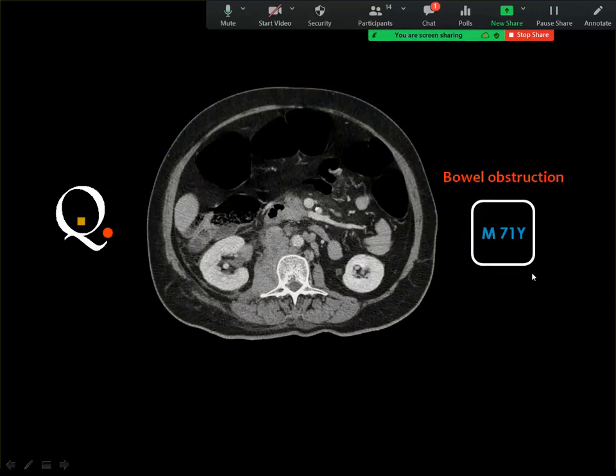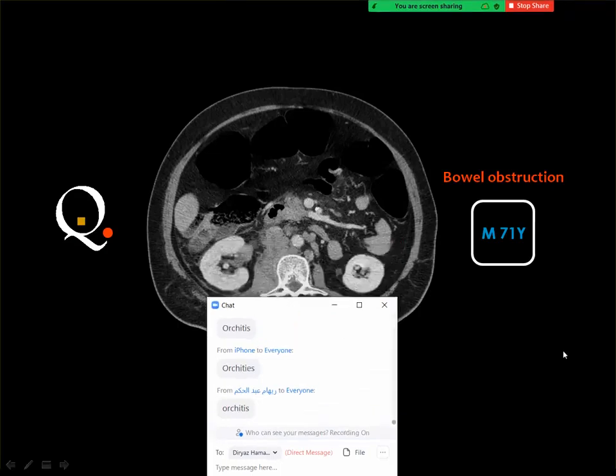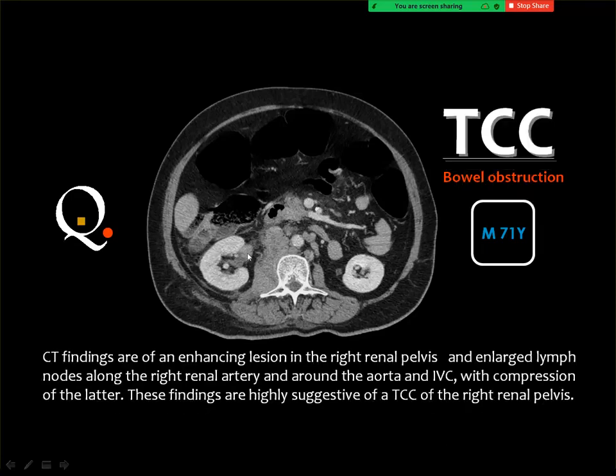Next case is a patient presenting with symptoms of bowel obstruction. He is 71 years old, and this is the CT scan. Yes, this is transitional cell carcinoma. What do you think about this? No, this is not renal vein affection. This is metastatic lymphadenopathy. If you look carefully here, you can see a mass that is enhancing in the renal pelvis on the right side, and you get a para-aortic mass, which represents lymph node enlargement related to this tumor.